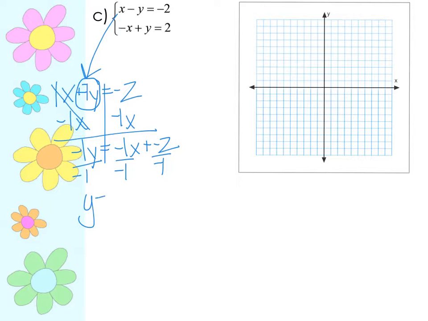So that first one ends up being y equals negative 1 divided by negative 1 is a positive 1x plus negative 2 divided by negative 1 is a positive 2. So here's our first equation, solved for y. I'm going to go ahead and graph it right away. So we're going to start out at a positive 2. And our slope is 1, up 1 over 1.